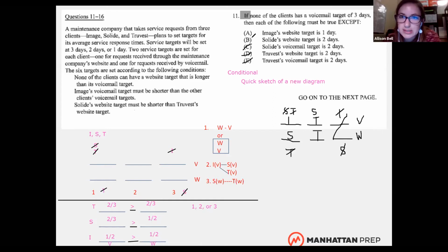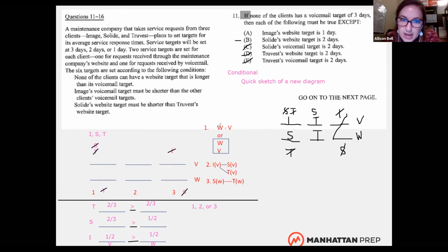So since S's website target doesn't have to be 2 days, and I know that it's clearly false, I might choose in this moment to just go ahead and select B and move on for the sake of time. I also might say, okay, I see another option there. I's target is 1 day. Maybe I messed something up. Maybe I need to check on that. And so I could go back and investigate what's up with I's website target. I don't have any rules about I's website target.